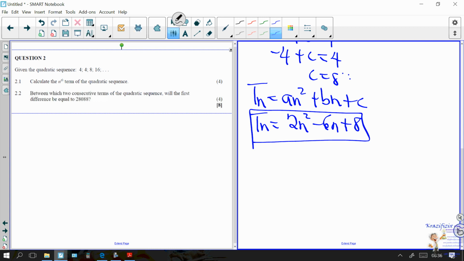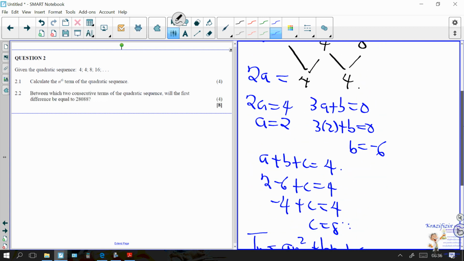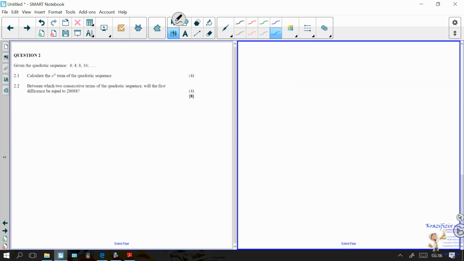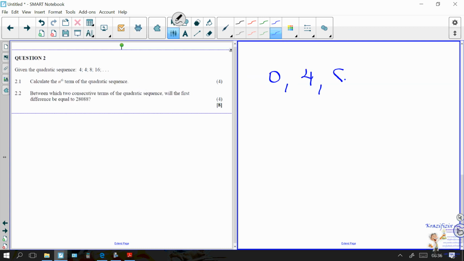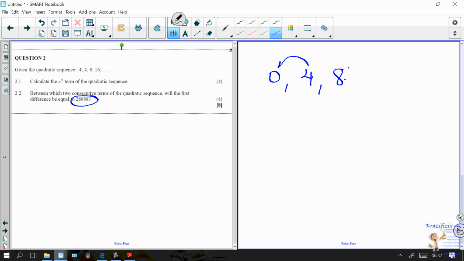Between which two consecutive terms of the quadratic sequence will the first difference be equal to 28088? I want us to check something. What's my first difference? We're talking about the first difference, right? 0, 4, 8. Let's go check what kind of sequence that is. Is this an arithmetic or a geometric? Because we want to look for what that will be. Automatically it's an arithmetic because we have a common difference there of 4. Another common difference of 4. We did that while we were dealing with the first question.